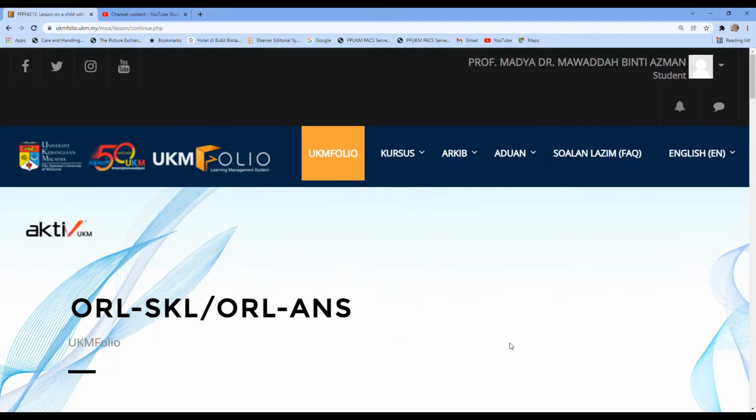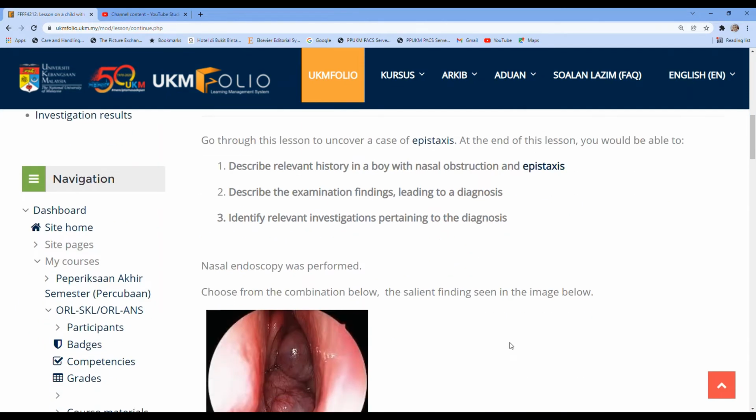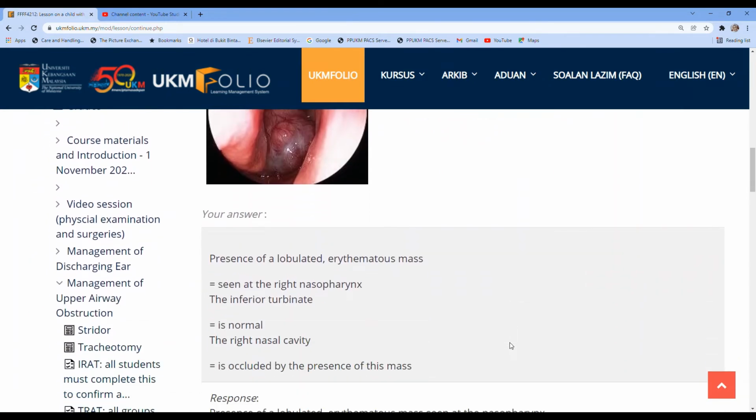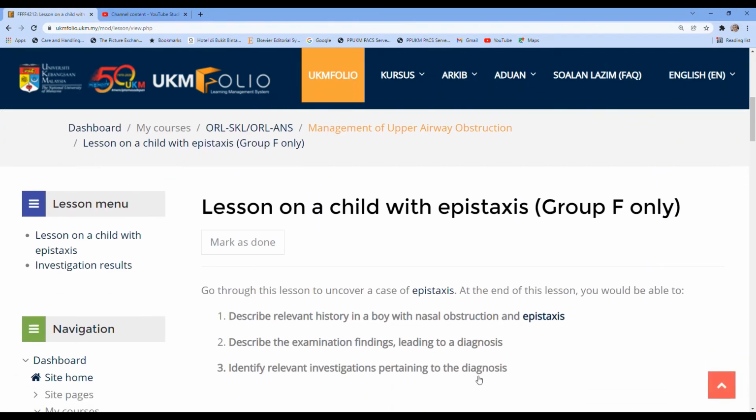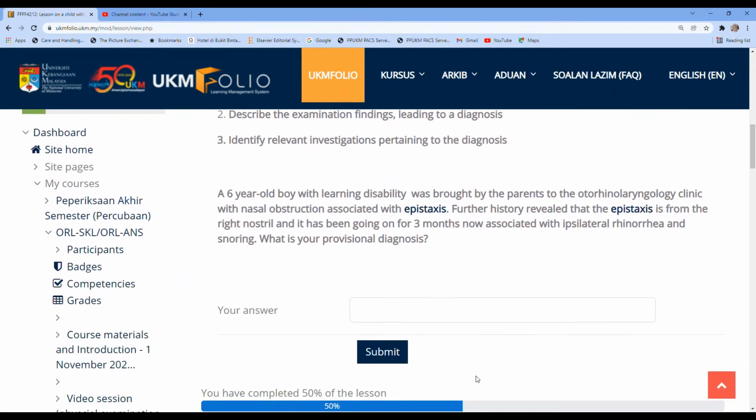So the student clicks submit and there will be a prompt to say, yep, the response is presence of a lobulated erythematous mass seen at the nasopharynx. So the student knows that what they answered is correct. After getting the correct salient findings in the nasal endoscopy examination, the student clicks continue and the next question will be on the diagnosis.